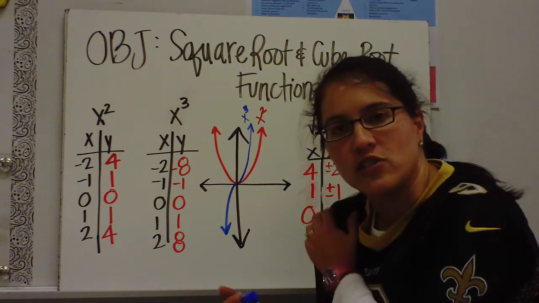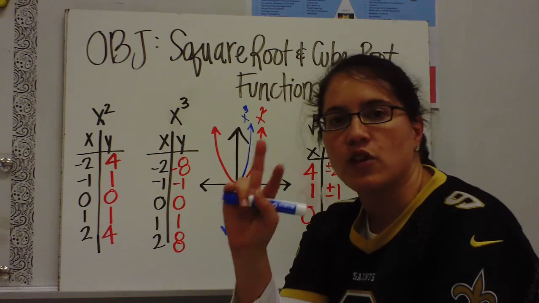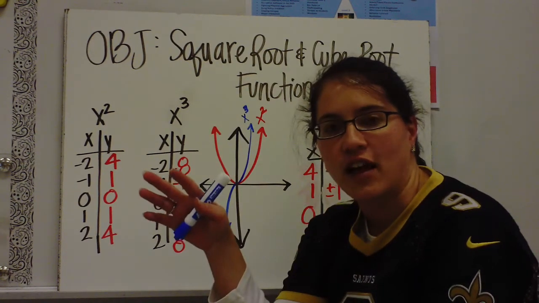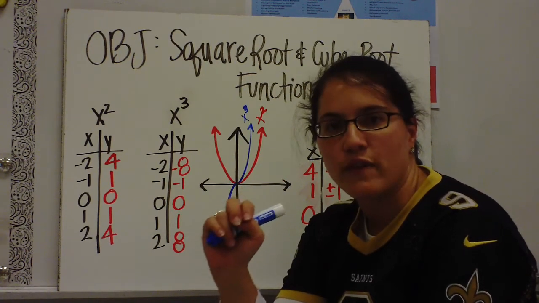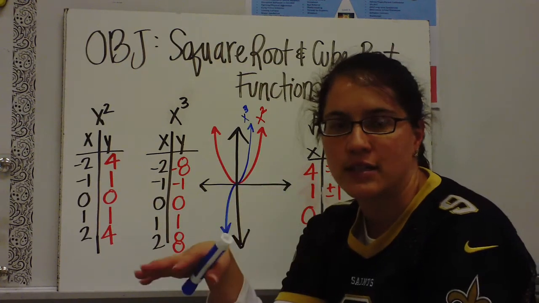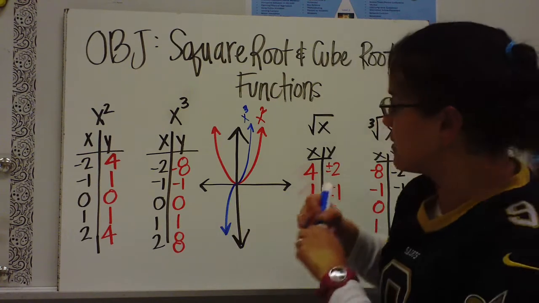In our study of inverses, we know that means they are two things. The coordinates are reversed, so it reflects over the line y equals x. That means all of the domain is now range and all the ranges are domains. And it's reflected over the line y equals x.